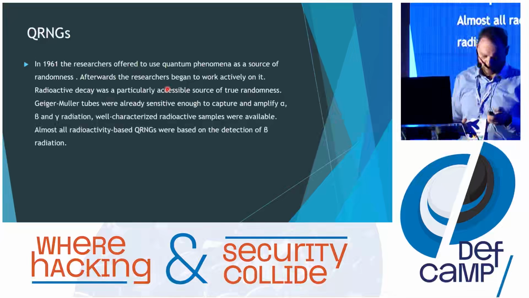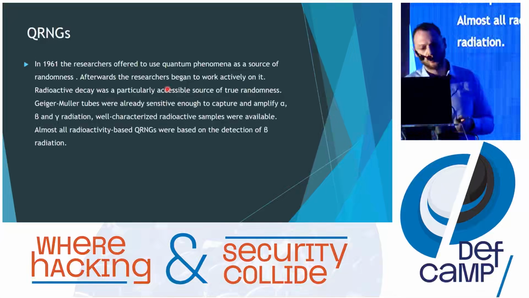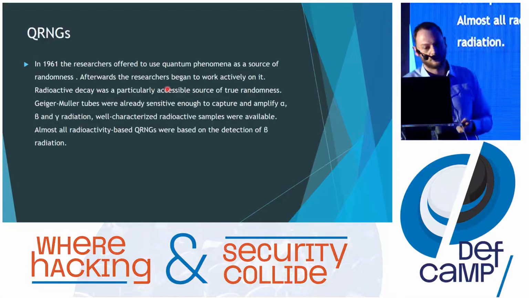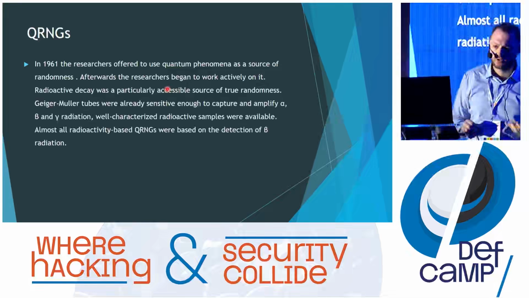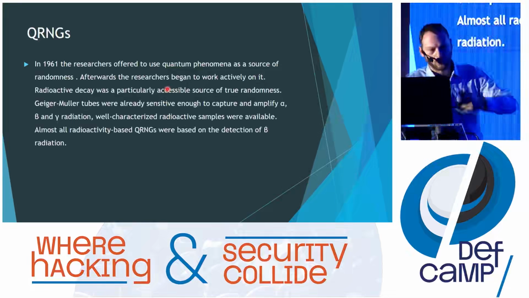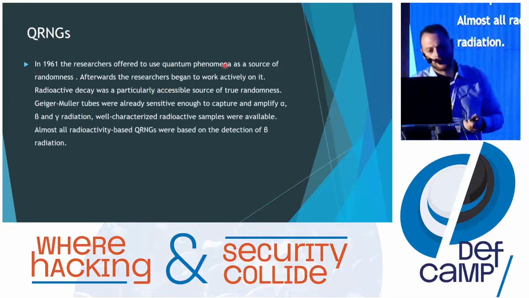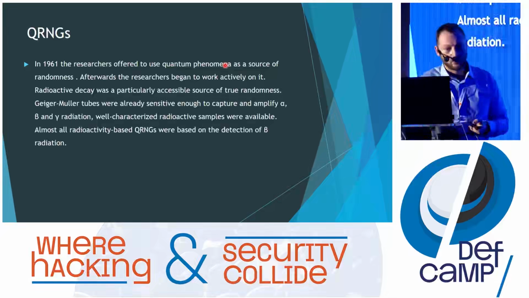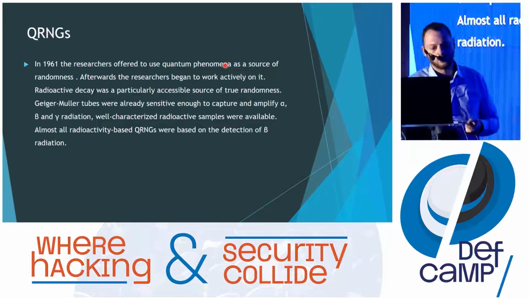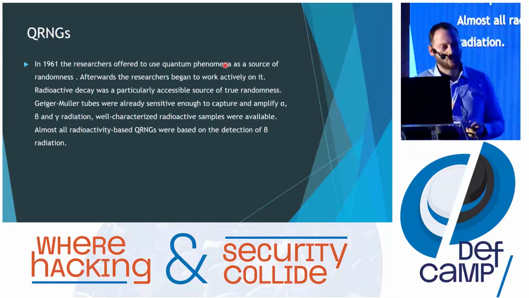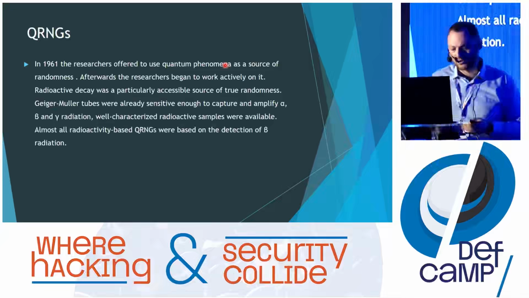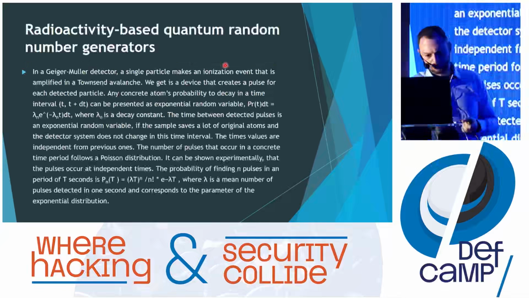Okay, what are quantum random number generators? In 1961, researchers proposed to use quantum phenomena as a source of randomness, and after that they began to work on it a lot. At that time, radioactive decay was already a particularly accessible source of true randomness. Geiger-Müller tubes were already sensitive enough to capture and amplify alpha, beta, and gamma radiation. At that time, mostly beta radiation was used.